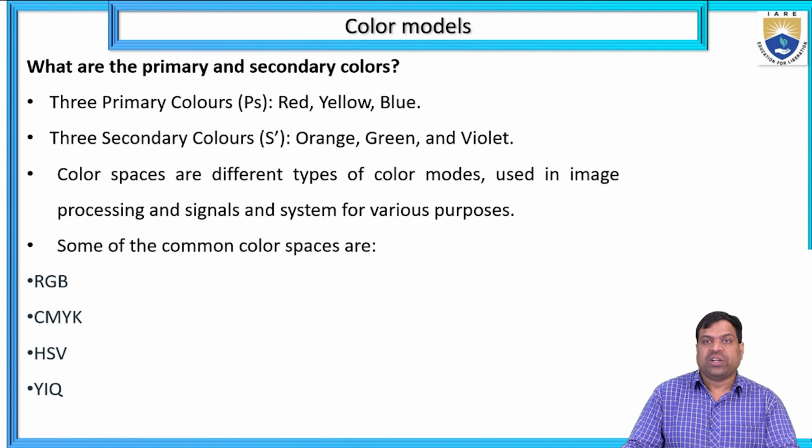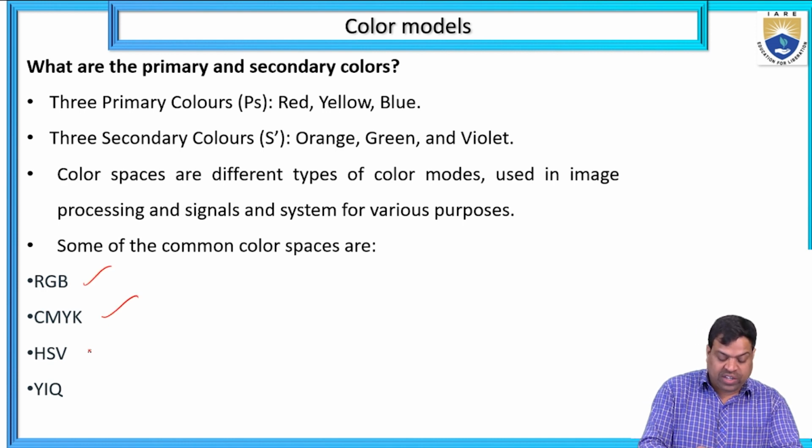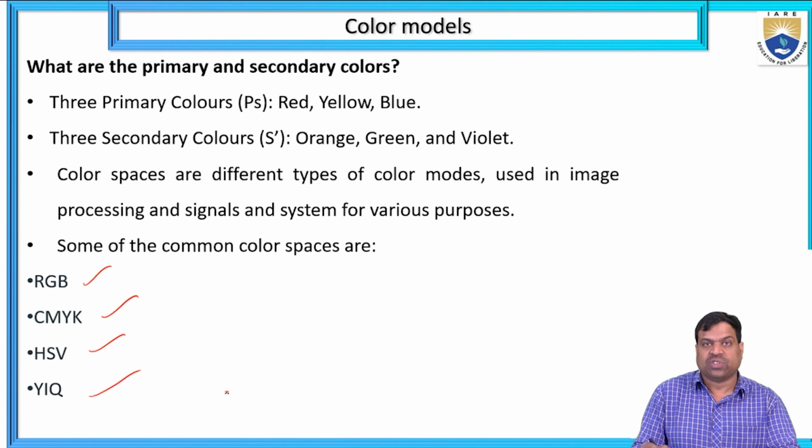There are 3 primary colors: red, yellow, blue, and orange, green, violet are the secondary colors. The color spaces are different types of color modes used in image processing, signals and systems for various purposes. Some of the common color spaces are RGB, CMYK, HSV, and YIQ. We will discuss each one next.